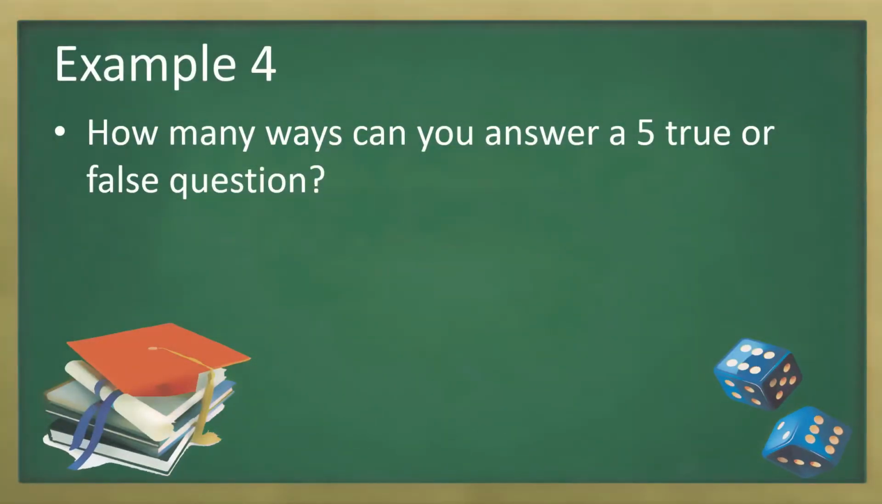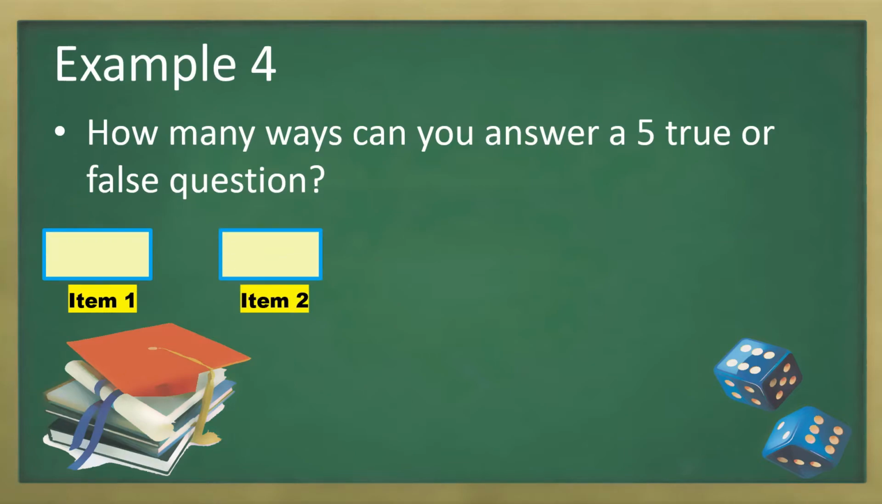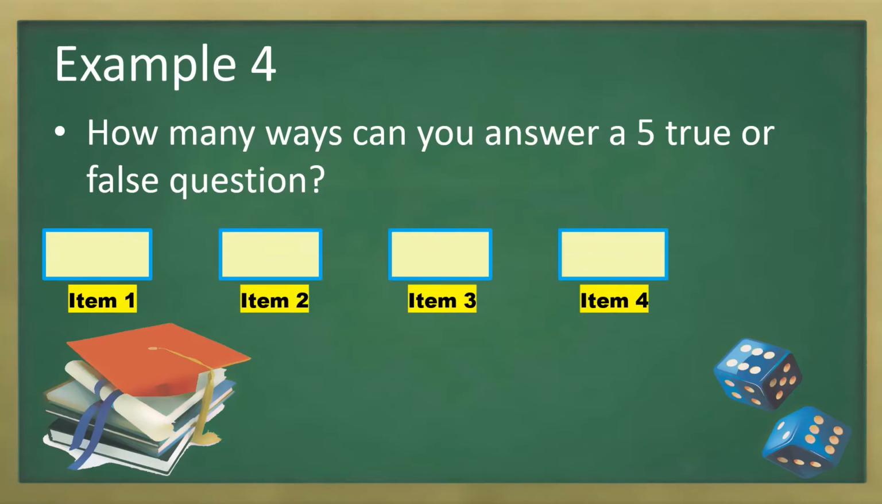Okay, so let's have another example. How many ways can you answer a 5 true or false question? Again, first what you're going to do is to find the number of your selections, or how many times you have to select something. So for this one, we're going to have 5 selections because you're going to choose an answer from 5 true or false items. So we have item number 1, item number 2, item number 3, item number 4, and item number 5.